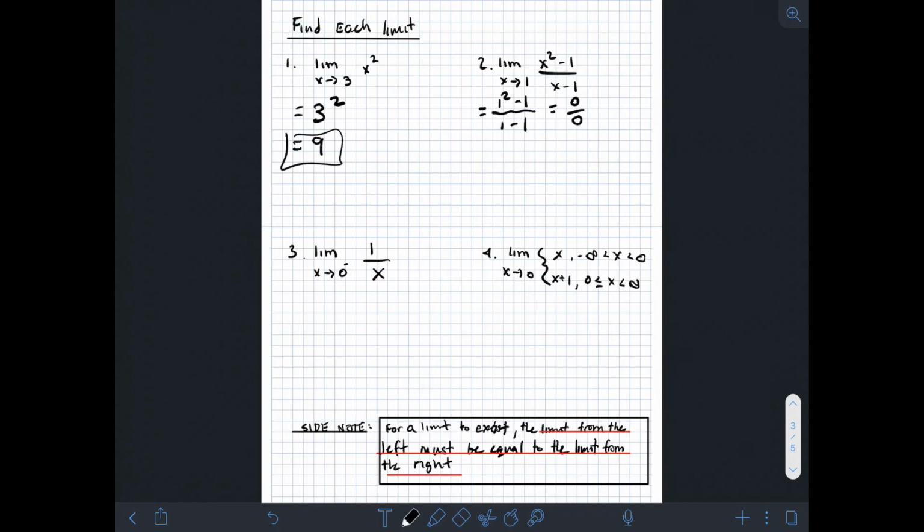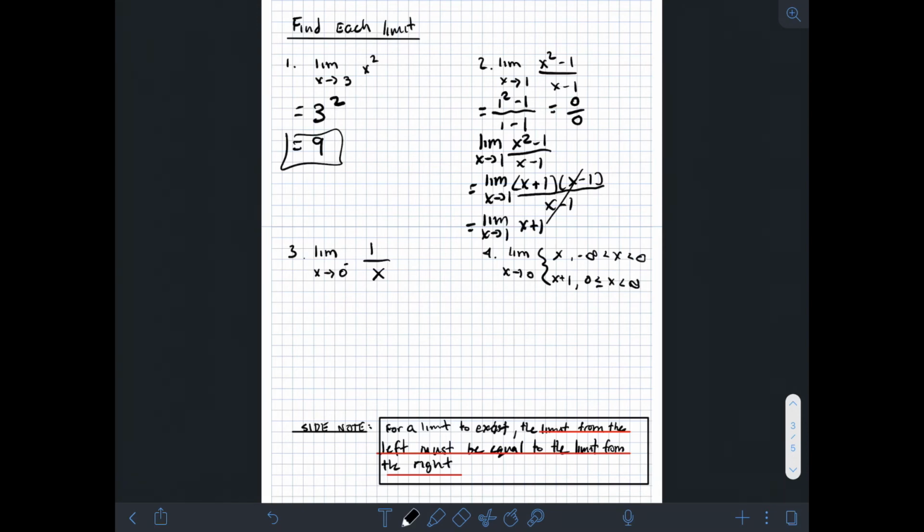So let's try it again. We have the limit as x approaches 1 of x squared minus 1 over x minus 1. If we factor the numerator, I see there's a difference of squares, we'll get the limit as x approaches 1 of x plus 1 times x minus 1 all over x minus 1. We see that we can cancel out the x minus 1 terms, which leaves us with the limit as x approaches 1 of x plus 1.